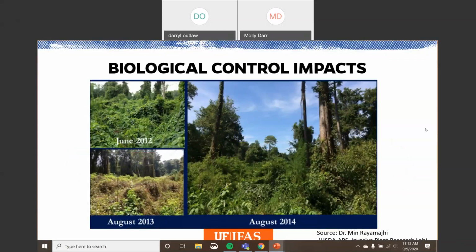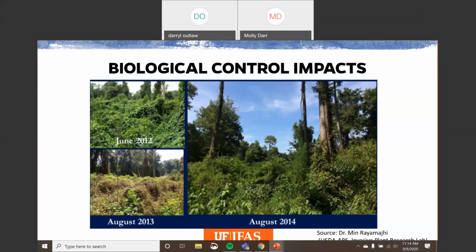Okay, so what did the beetle do when it was out there? These are pictures from Dr. Min Rayamajhi at ARS. In the upper left-hand corner, you see an infestation of air potato in June 2012. This is before the release of the beetles. The bottom left-hand corner was August 2013, so a little over a year later. You could definitely see a lot of dieback of the vines there. You can start to see that there are trees in that picture.